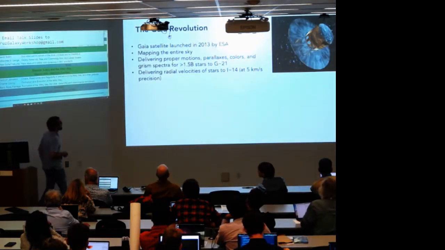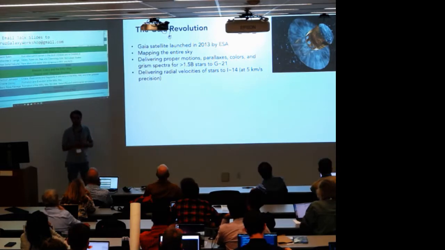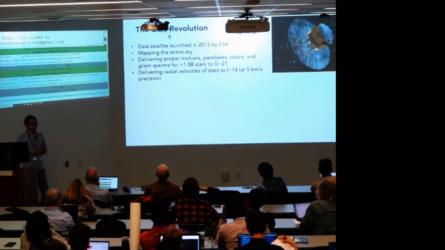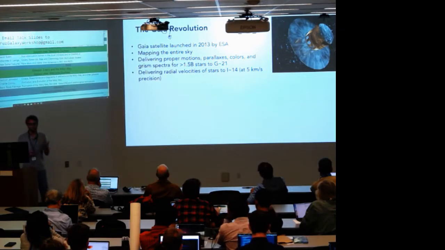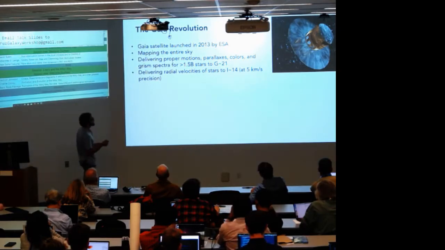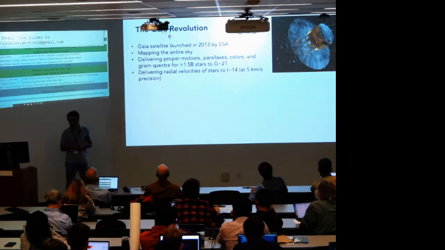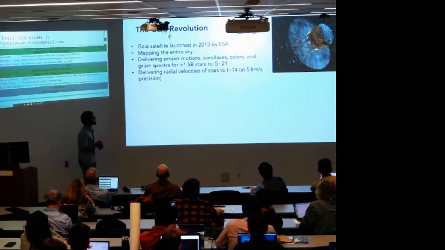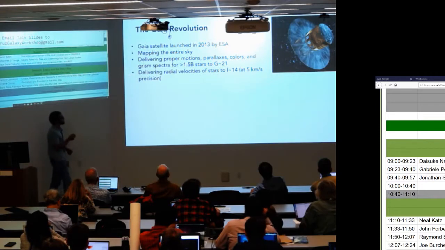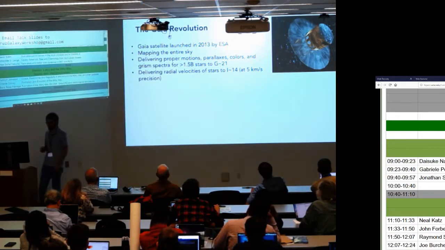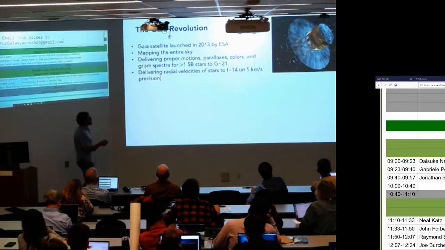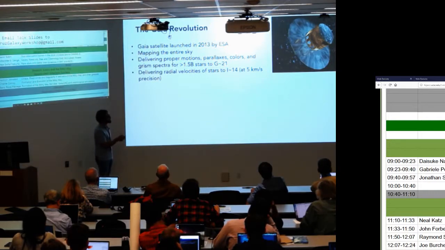So as you probably are aware, there's been a revolution within the galaxy over the past several years, being driven by the Gaia satellite, which was launched in 2013. It is mapping the entire sky and delivering proper motions and parallax constraints for over 1.5 billion stars down to a magnitude limit of 21. That's really amazing. It will eventually produce colors and grism spectra for a subset of those stars. And then it's delivering radial velocities, precision radial velocities from the calcium triplet, down to a brightness of about 14th magnitude.